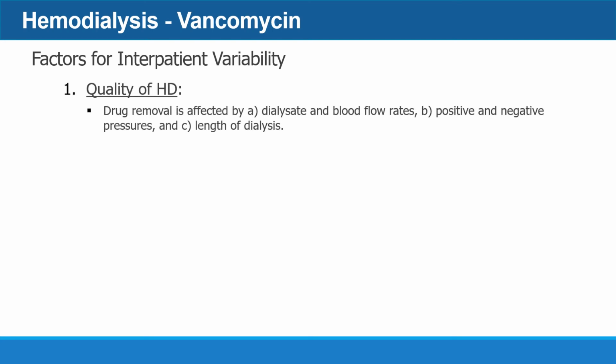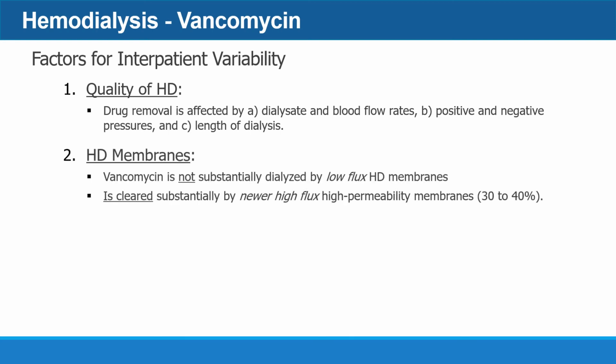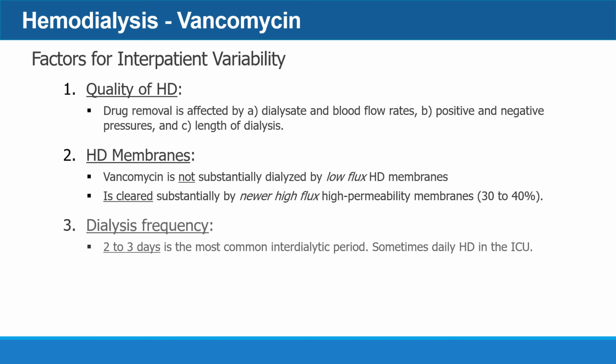During hemodialysis, drug removal is affected by numerous variables, including dialysate and blood flow rates, positive and negative pressures, and length of dialysis. Vancomycin is not substantially dialyzed by low-flux hemodialysis membranes, but it is cleared substantially by newer high-flux, high-permeability membranes, 30 to 40%, over a standard 3 to 4 hour hemodialysis session.